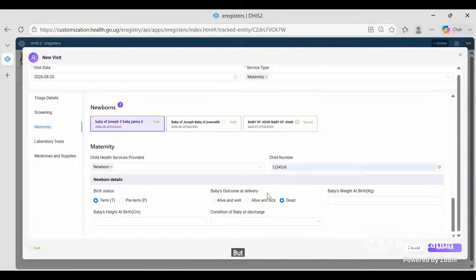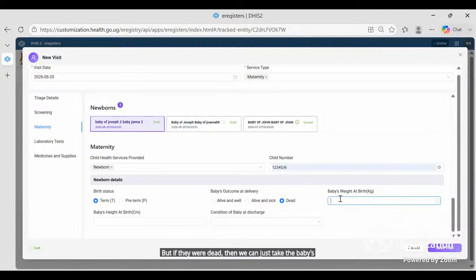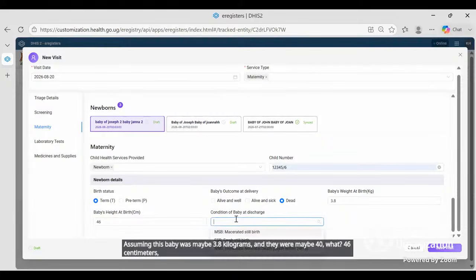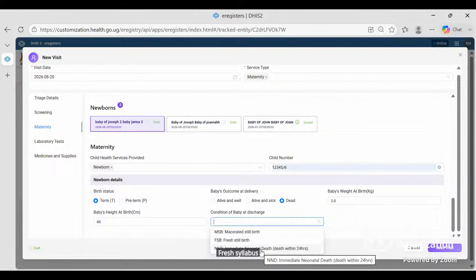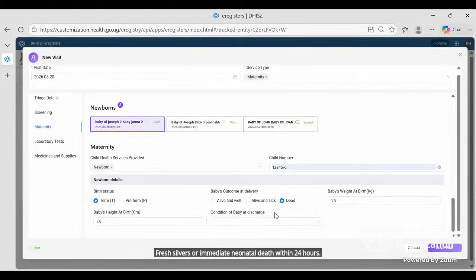But if they were dead, then we can just take the baby's weight, assuming this baby was maybe 3.8 kilograms, and they were maybe 46 centimeters. Then we go straight to the condition at discharge. If the baby was dead, then you'll be able to see macerated stillbirth, fresh stillbirth, or immediate neonatal death within 24 hours. Now, what happens if the baby is alive?